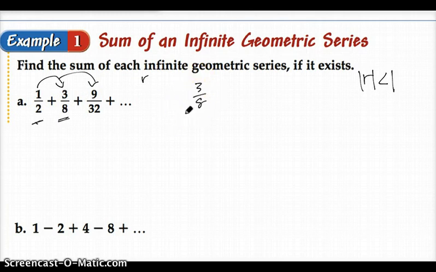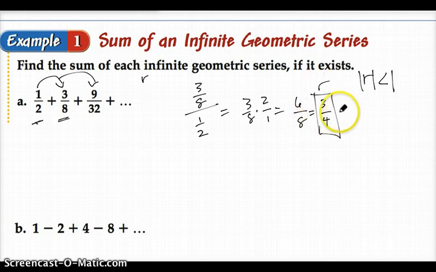So 3/8 divided by 1/2 is equal to 3/8 times 2/1, times the reciprocal. And with that we get 6/8, which can be reduced to 3/4. So this is r. Does r fit in this category? Since the answer to that is yes, then we do indeed have an infinite series sum, and so we need to find it. And to find it, we're going to use that formula.